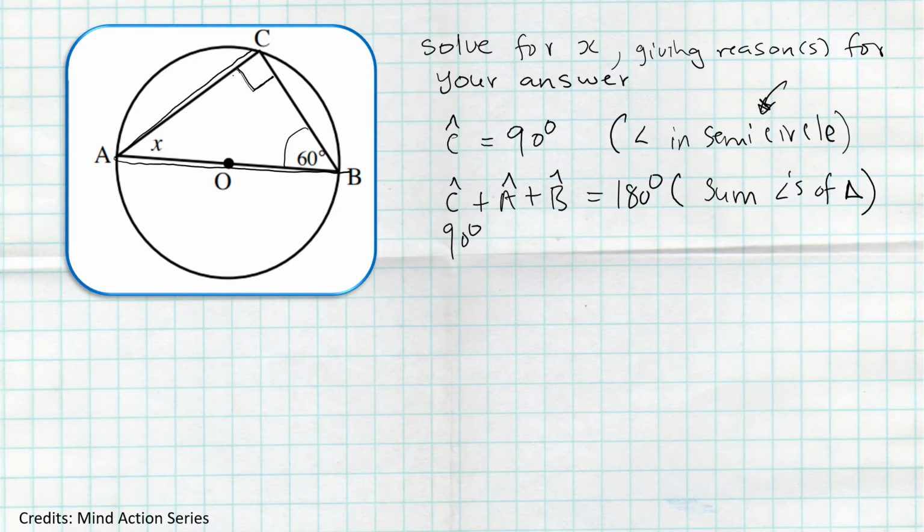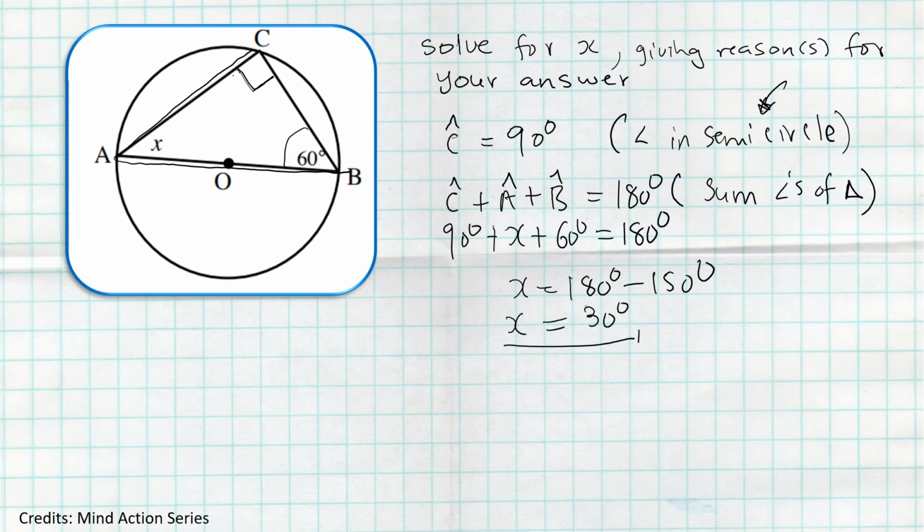So we can replace C with 90 degrees, A with x and B with 60 degrees, and simply solve for x. 90 plus 60 is going to give us 150. Then x will be 180 minus 150, which is going to give us 30 degrees. So x is equal to 30 degrees, and that's how we solve for it using this theorem.